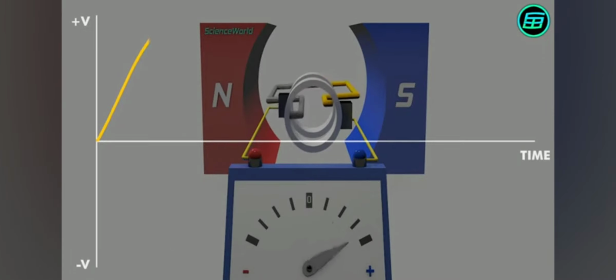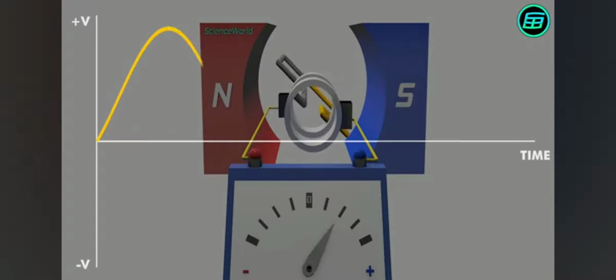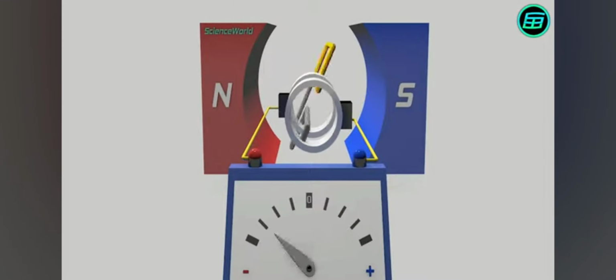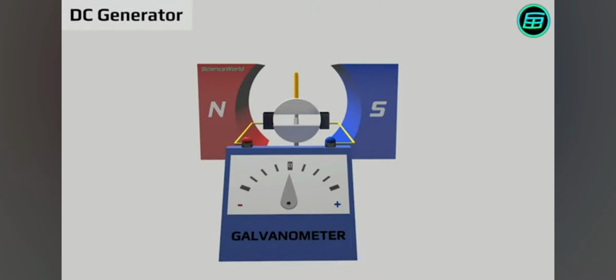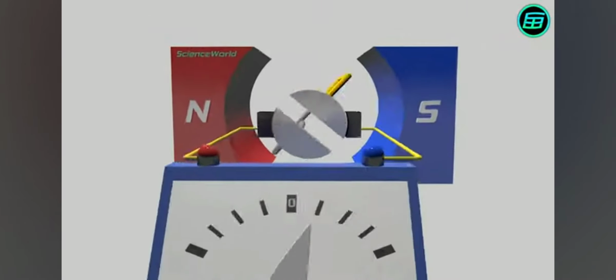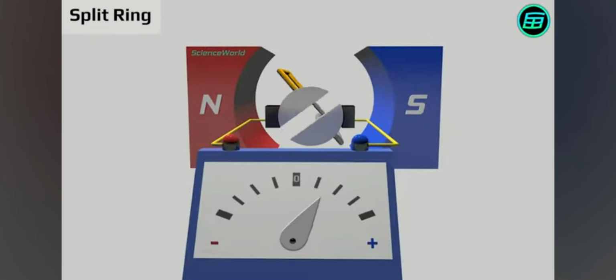So every quarter cycle, the electric current reaches a maximum, and every half cycle, the current drops to zero. After every half cycle, the direction of the current changes. This change of the direction of the current is the biggest difference between alternating current and direct current. In direct current, in order to prevent changes of current direction, only one ring, known as a split ring, is used.